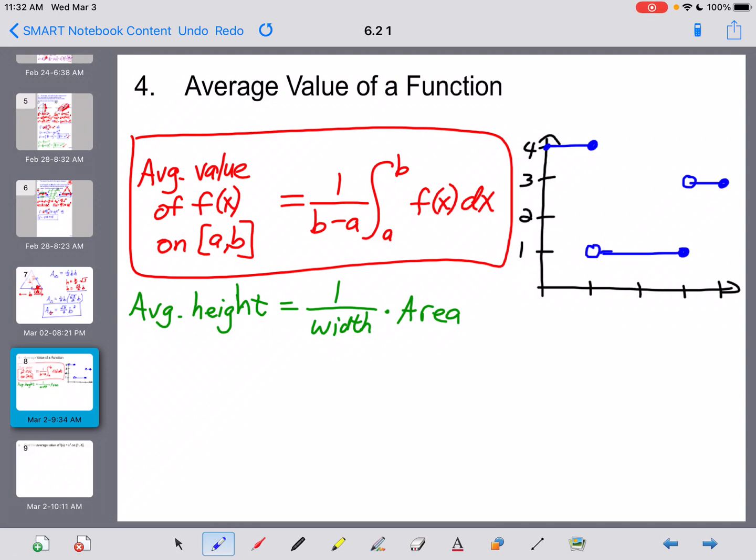Okay, and the last topic that we need to talk about here within this very long and difficult section of 6.2 is something called the average value of a function. And to be honest with you, this topic really doesn't need to be included in this section right here. And I'm not entirely sure why the author put it here.